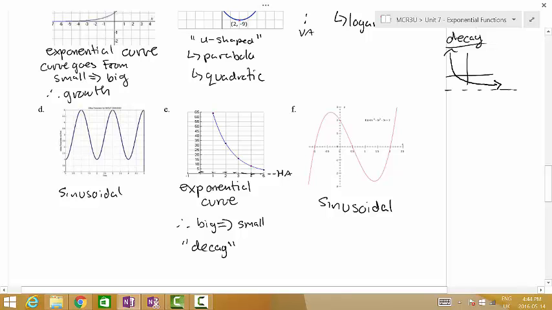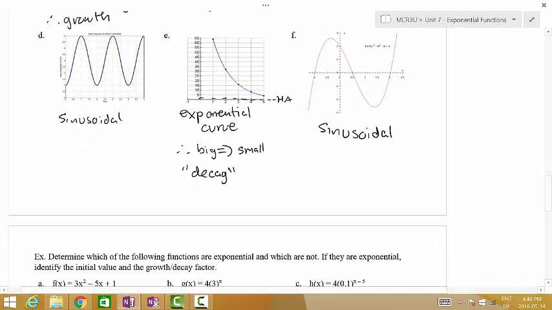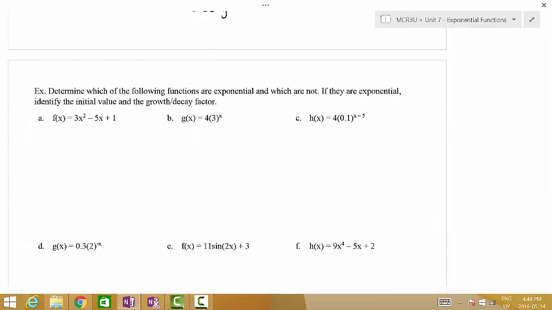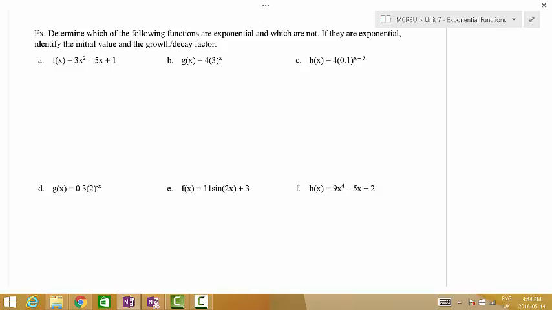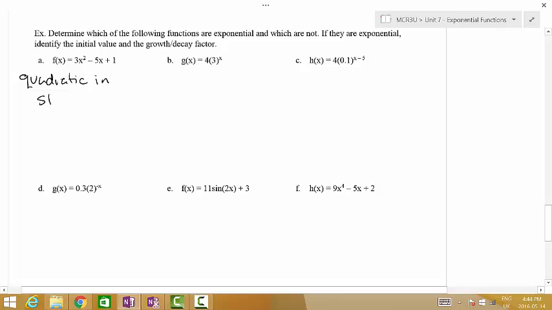On top of these graphs, we also have to be able to look at an equation and identify it as exponential or not. So doing that, again, we're just going to look at it, say whether or not it's exponential and why it is exponential or not exponential. This first one is, we have that 3x squared minus 5x, so the x isn't part of the exponent, it's the base. That first one is actually a quadratic in standard form. So it is not exponential.